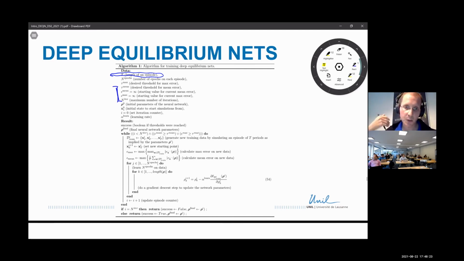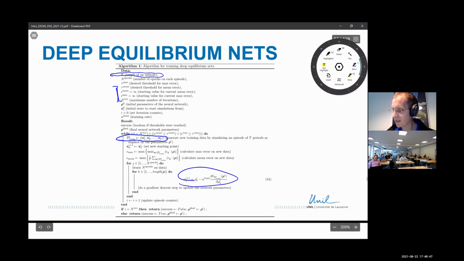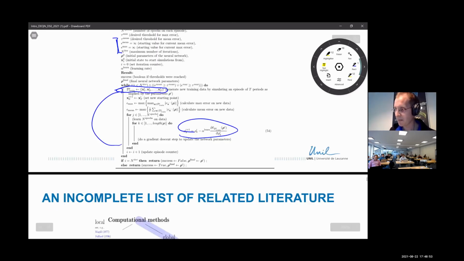Then you choose your neural net. This is a bit of an art in itself. Then, as I just said, you generate your training set. So you simulate, say, 10,000 observations, 10,000 states. You update your policy with gradient descent. Then you repeat until convergence. So this is the basic idea.